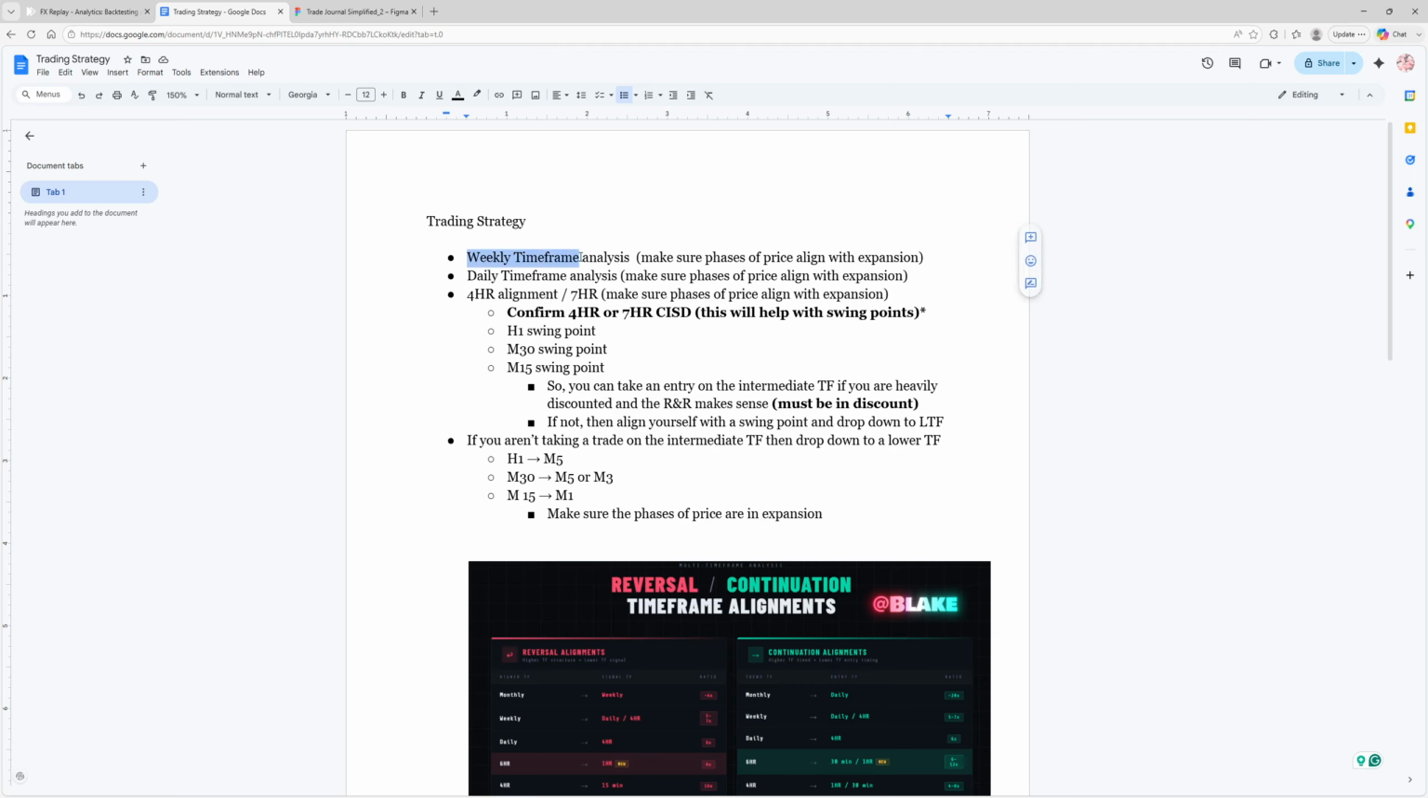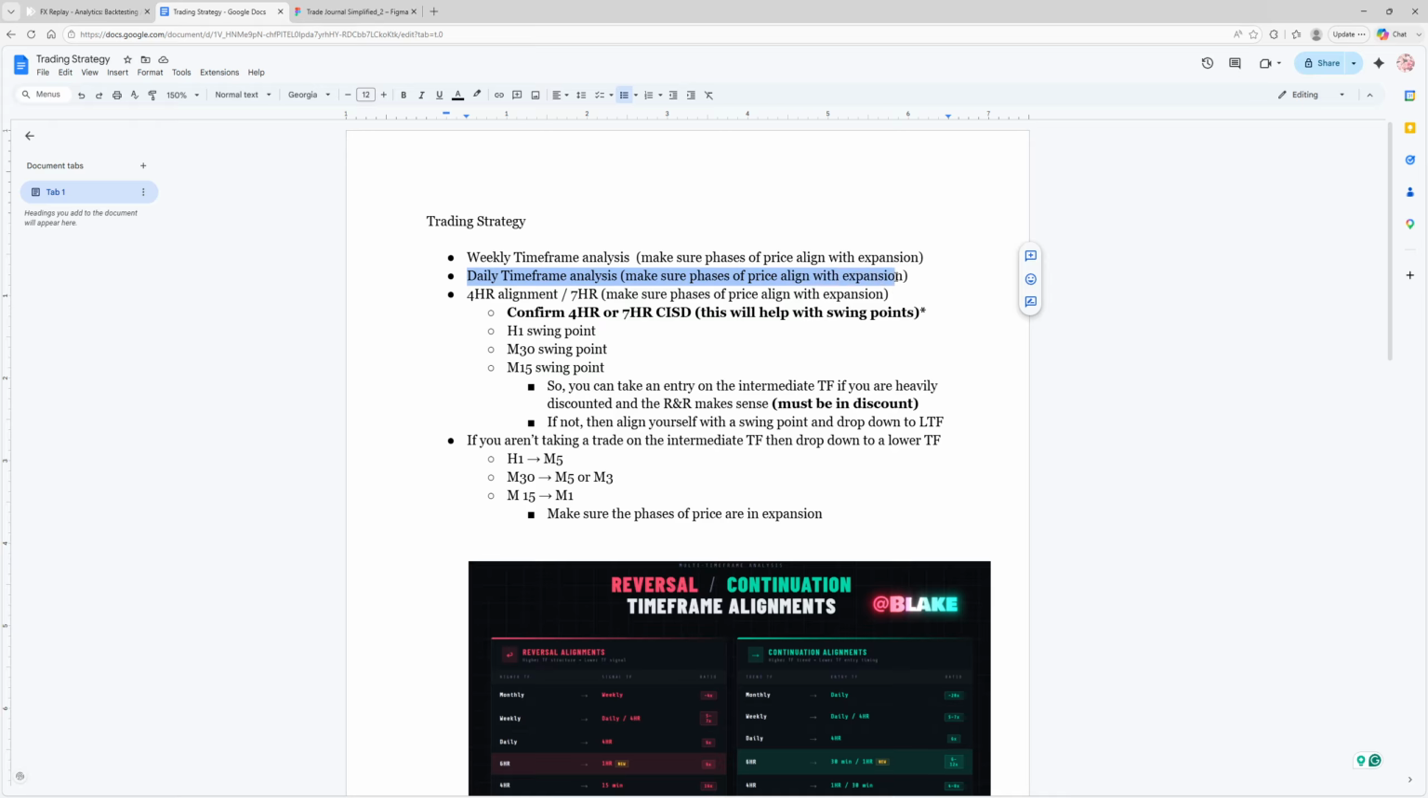So understanding what the weekly is doing and what phase of price we're in, because if we just reversed on the weekly, then we can expect the next week to continue to expand, which is very, very powerful information, because going into the following week, we can expect, okay, we're going to be bullish or we're going to be bearish.